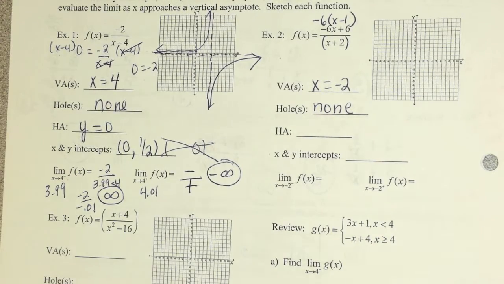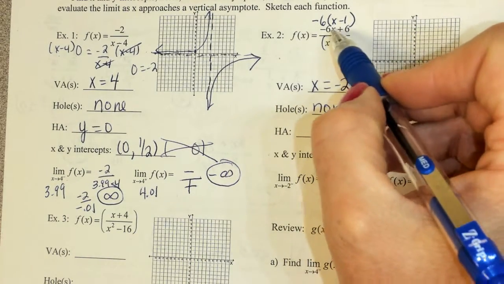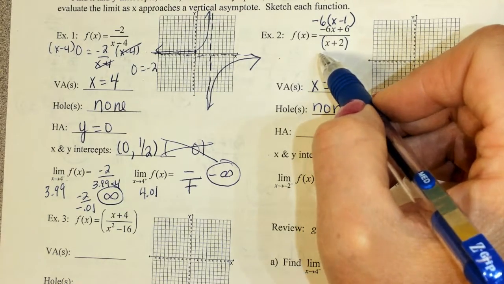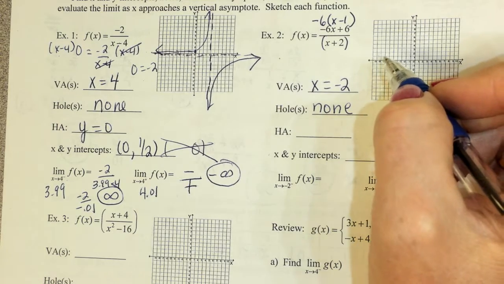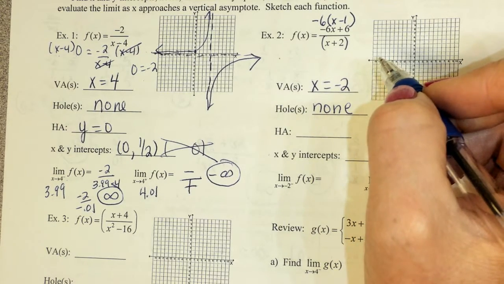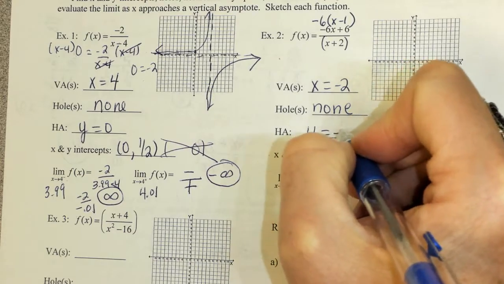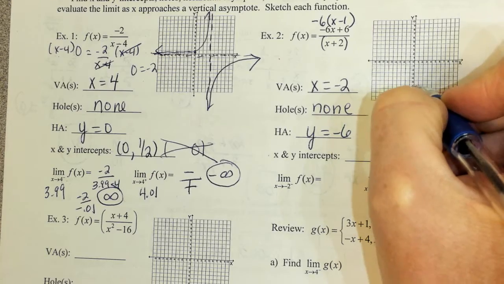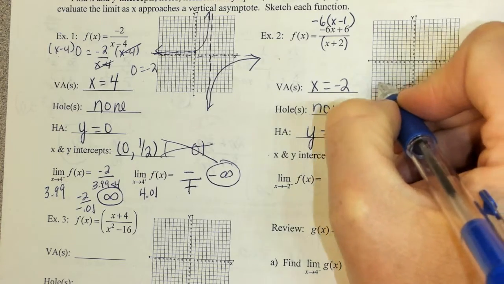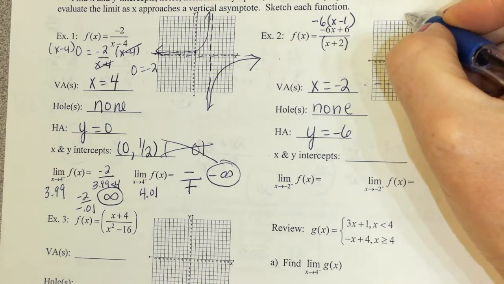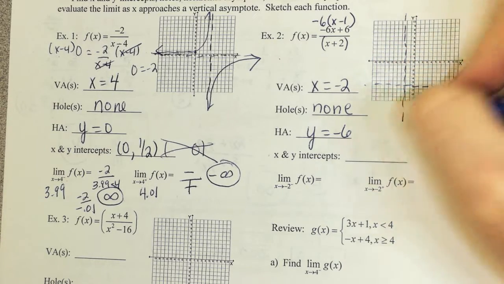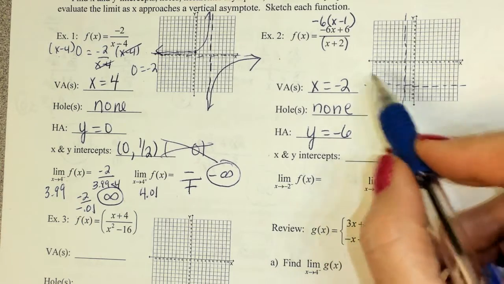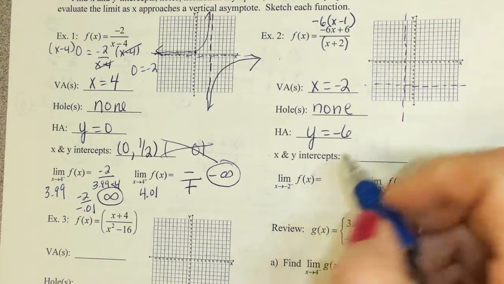For the horizontal asymptote, I'm going to look back at my original function and I'm going to look at the powers. The powers are the same, aren't they? So does anybody know what the horizontal asymptote's going to have to be? Right, so it's y equals -6. I'm going to have to plot that. And then I'm going to plot this one as well, my vertical. Okay, now x and y intercepts will help support whether it goes like this or like that. So I'm going to find those.